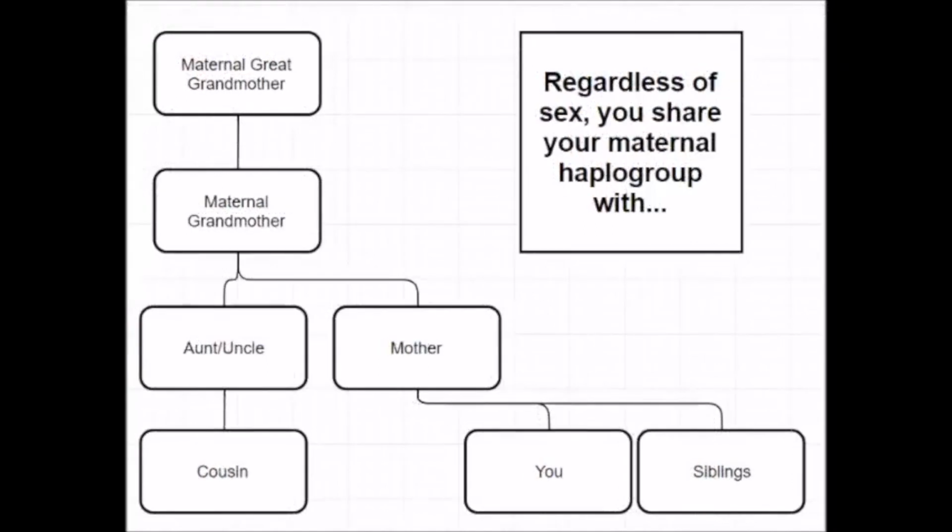Similarly, barring genetic mutation, regardless of gender, you will share the same maternal haplogroup with your mother, all of your biological siblings born to the same mother, all of your maternal aunts and uncles, any maternal cousins born to your aunt, as well as your maternal grandmother, her mother, and so on. And if you're a female, then all biological children of yours will share your maternal haplogroup, although only your female children will pass it on to their offspring.